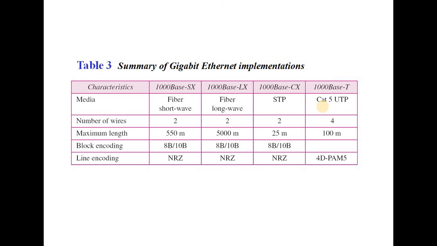And this is the comparison between all of them. The media are fiber short wave, long wave, STP and UTP cable. The number of wires required is 2 in the first three cases and 4 in the last one, and the length of the cable is restricted to 550 meters, 5000 meters, 25 meters, and the last one 100 meters. The encoding and line encoding methods are already shown in the diagrams. So this gives the summary of Gigabit Ethernet.